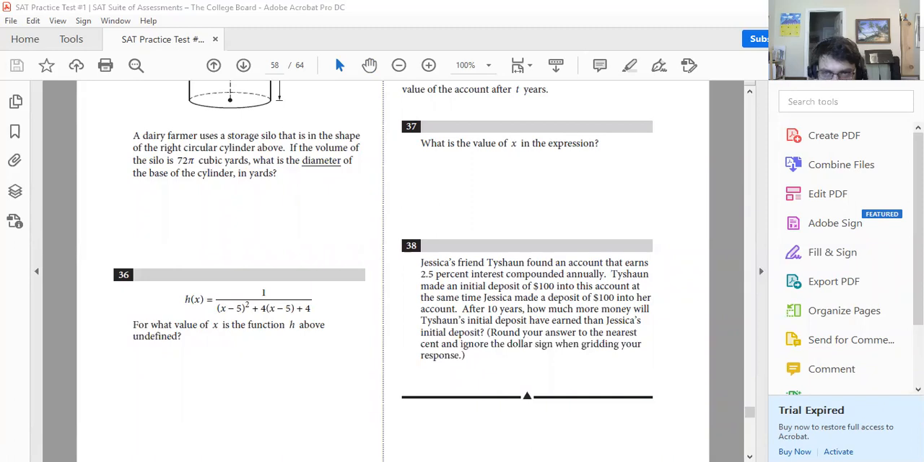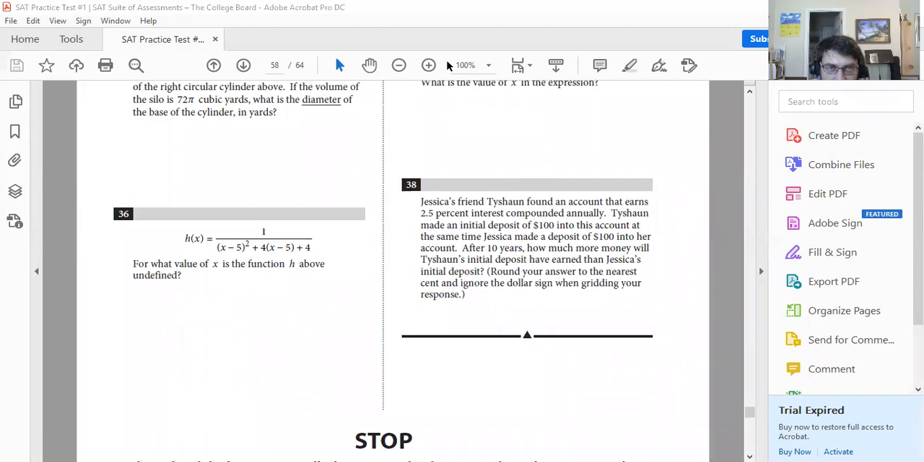So, this calculator is probably not the best for this one. This might be the only problem I can't use this basic calculator on. 100 times 1.025 for Tyshawn to the 10, minus 100 times 1.02. They're both 10 years. Maybe I'll try to pull up a different calculator.